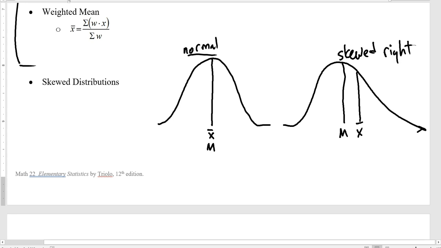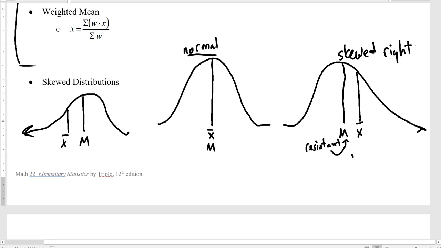On the flip side, I'll have to draw this one smaller. I should have planned ahead. If I have a distribution that's skewed to the left, well, instead of both being in the center, the median gets slightly pulled to the left, and the mean gets pulled further away. We call this resistance. See, the median is resistant. It doesn't really move much, and the mean is non-resistant to outliers. It gets pulled by extreme values. It gets pulled much further away than the median does.